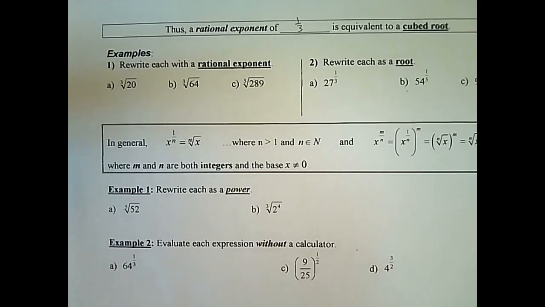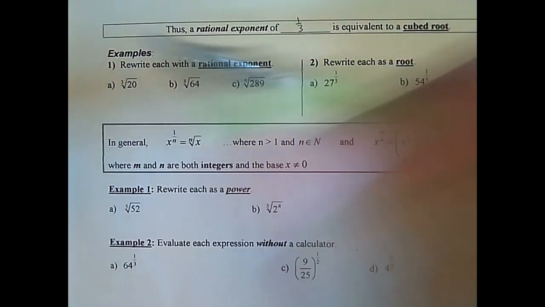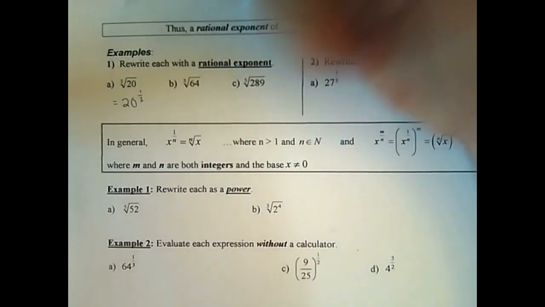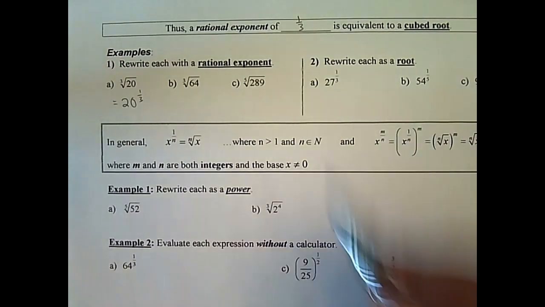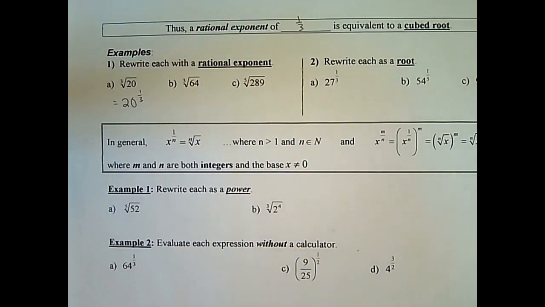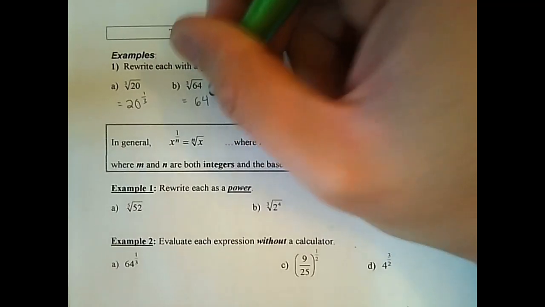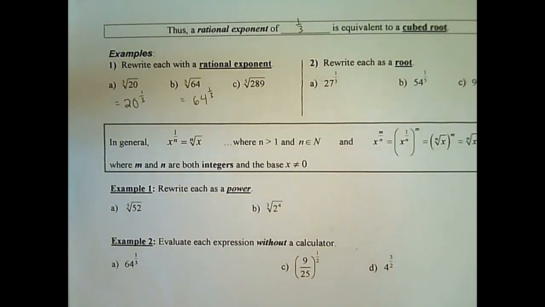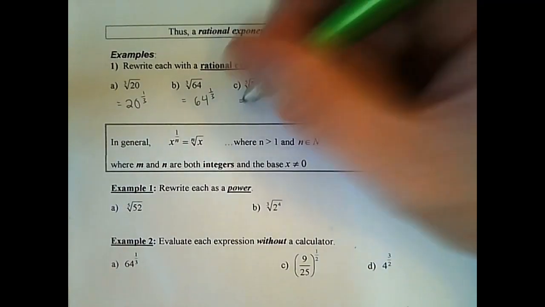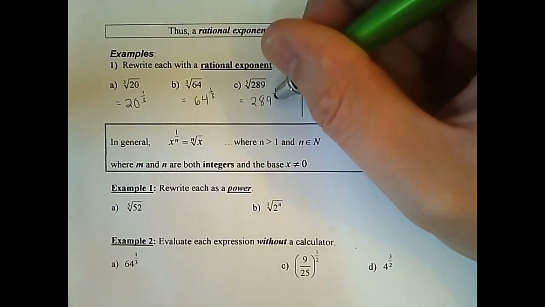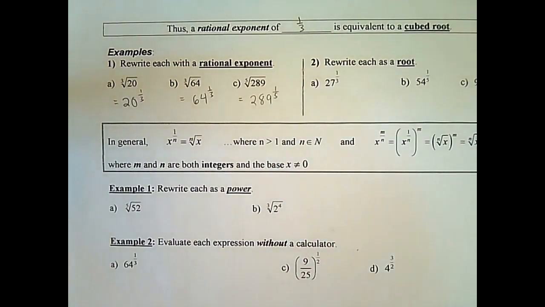So as some examples, we can rewrite each with a rational exponent. This is a cube root. This is the same as 20 to the power of 1 over 3. Again, if you want to pause the video and try these first and then check your answer with me, you can do that too. Here I would have 64 to the power of 1 over 3. And as we saw before, I'm going to have 1 over 5 because this is the fifth root, so 1 over 5.